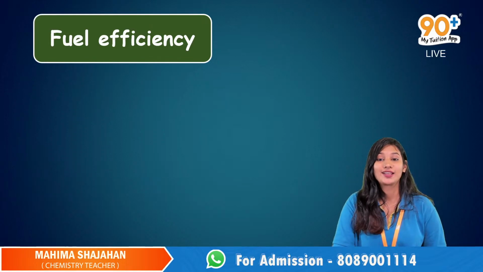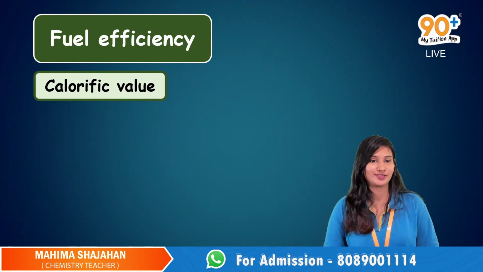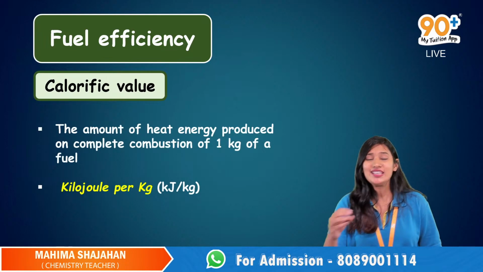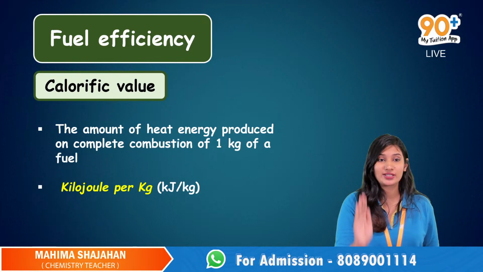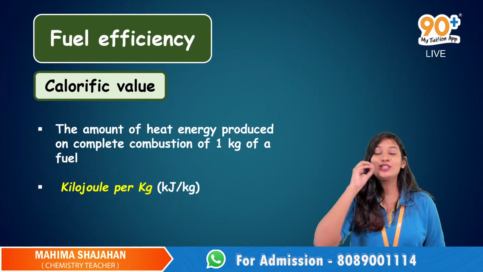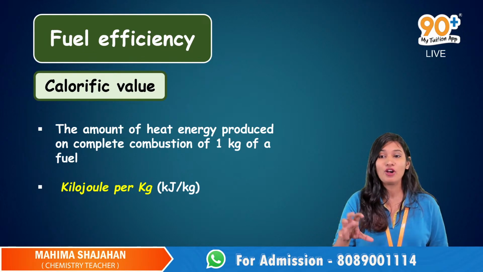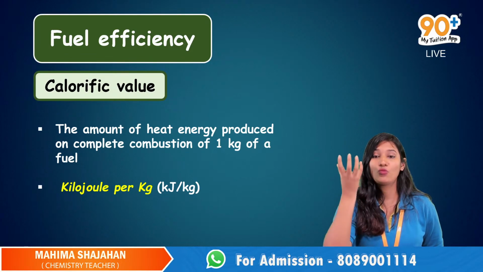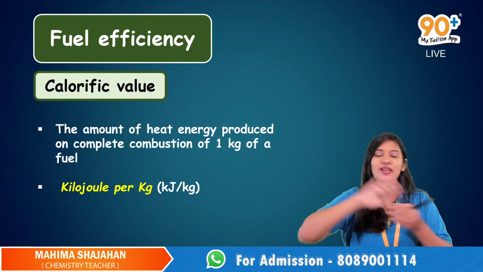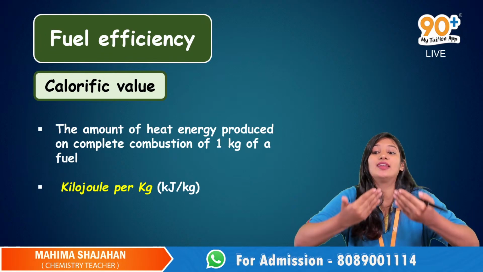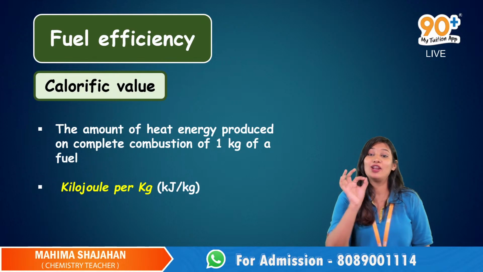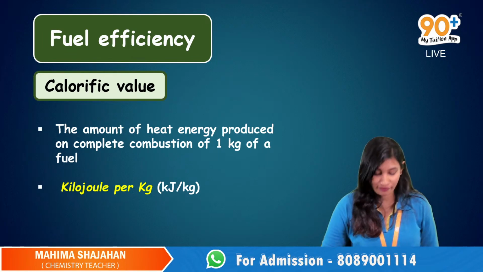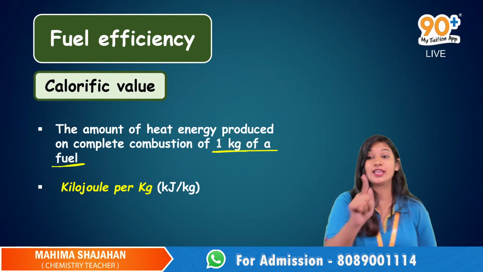Any idea? For that we have the calorific value. How do we look at the efficiency of a fuel? Through the calorific value. So what is calorific value? It is the amount of heat energy that is produced on complete combustion of 1 kilogram of fuel. Don't write it down please, just listen. So 1 kilogram of fuel was taken, and it undergoes complete burning. The heat energy it produces after complete burning is what we call the calorific value. Is it clear? It is the amount of heat energy produced on complete combustion of 1 kilogram of a fuel. That is important.